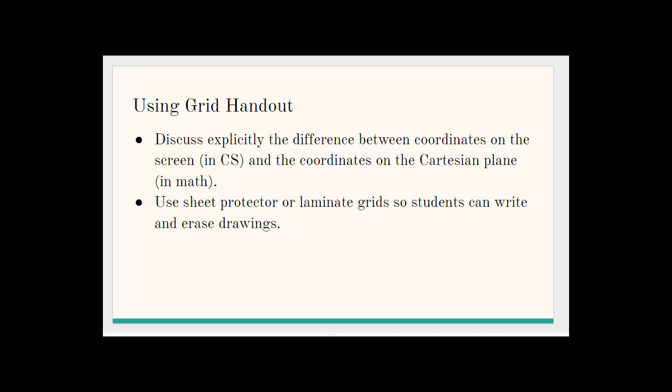The next tip is to use a grid handout. I created a handout which had an image of the mobile app screen, and I overlaid a grid on top of it. When the students looked at the handout, we explicitly discussed the difference between coordinates on the screen in computer science and the coordinates on the Cartesian plane in math. And then I put sheet protectors on the grid so that the students could write and erase the drawings.